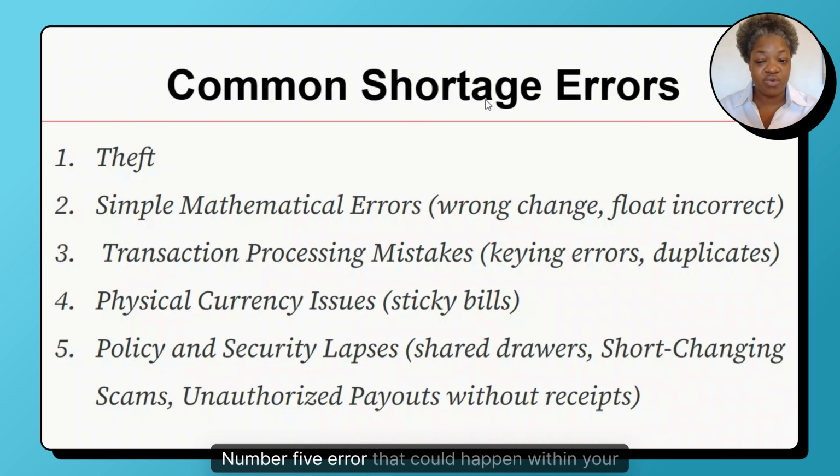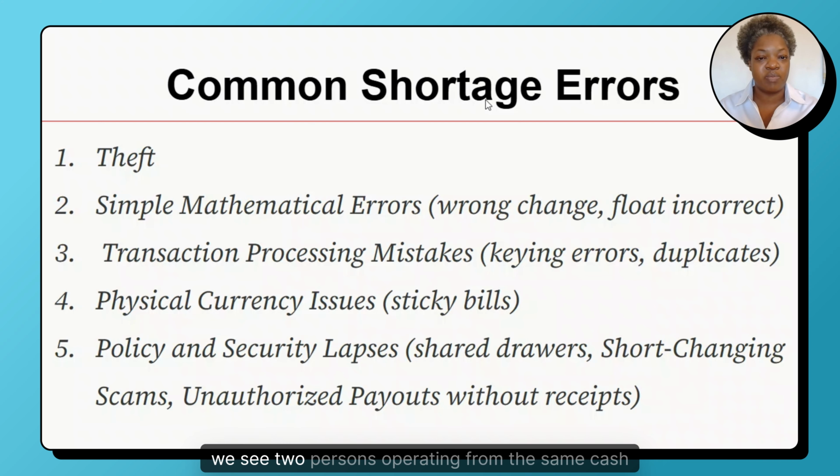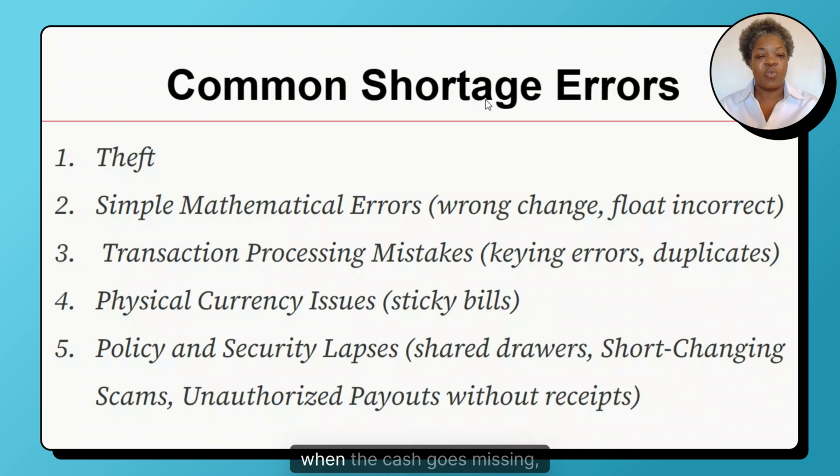Number five error that could happen within your business is a policy and security lapse. Sometimes within businesses, we see two persons operating from the same cash till. This should be a no-no because at the end of the day, when the cash goes missing, then no one will own up to the responsibility of that cash shortage.